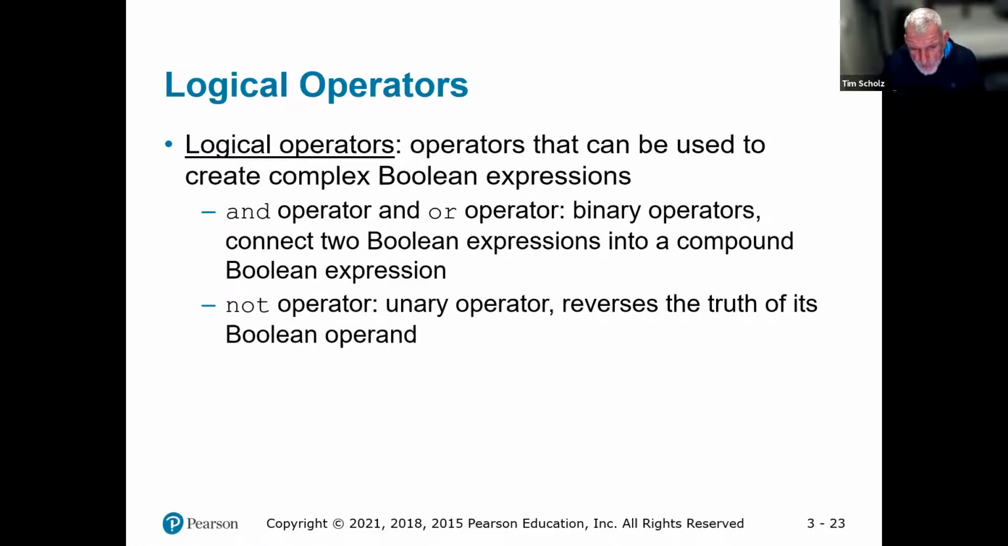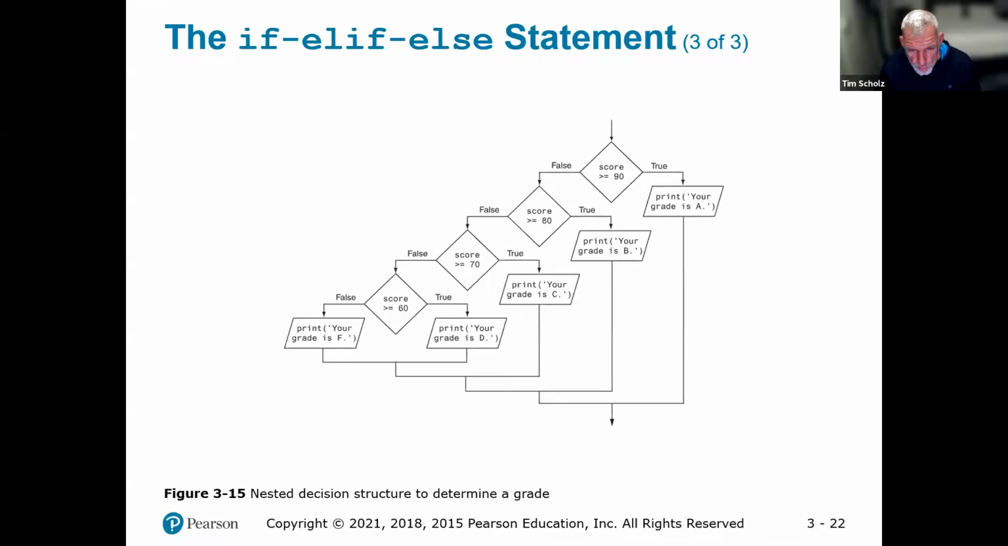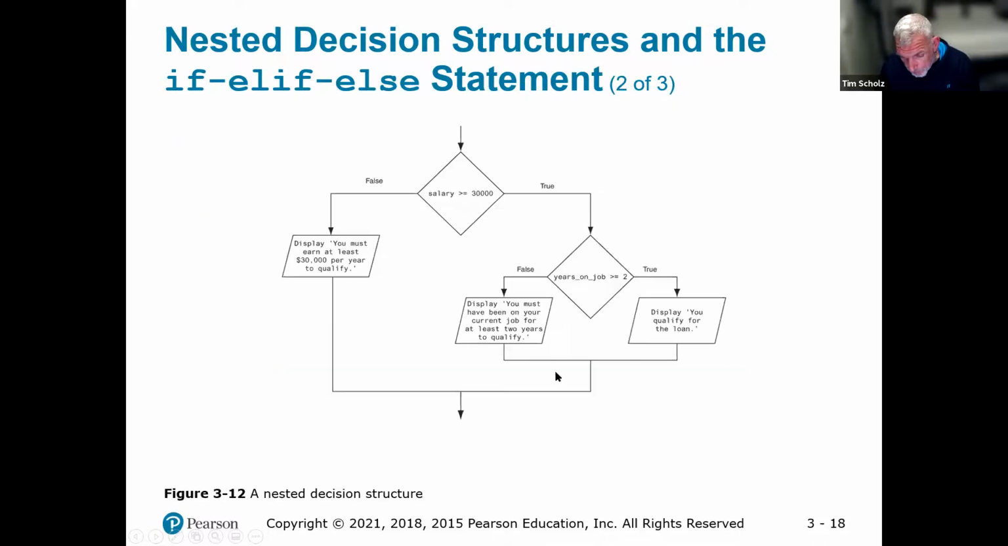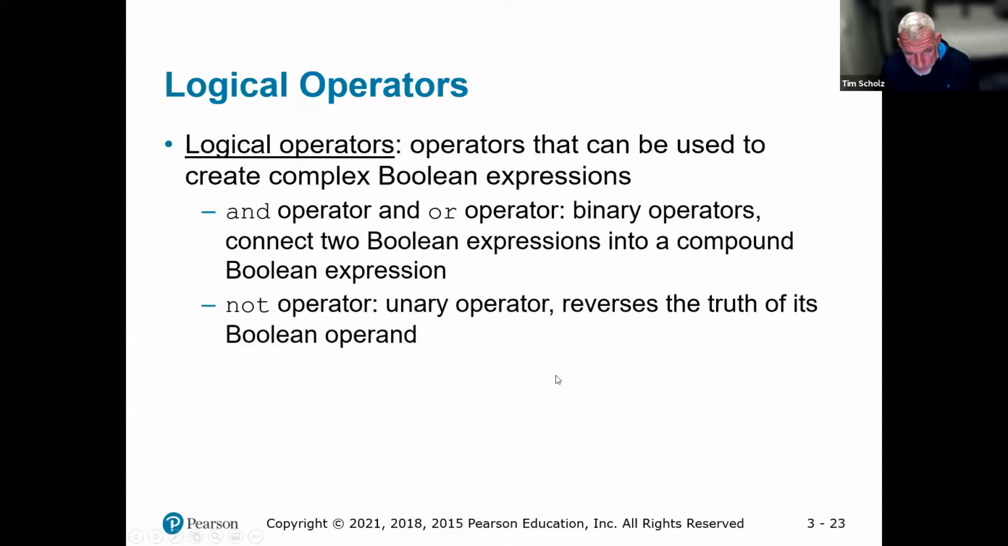So now that we've talked about all these different structures, we're going to talk about logical operators. The two main ones are and, or. What they allow you to do is create a more complex Boolean condition. I'm going to come back up to our condition here. You can do it with a nested if statement, or since these are two things that you must have to qualify for the loan, you can say must earn at least $30,000 a year and must be employed for at least 2 years.